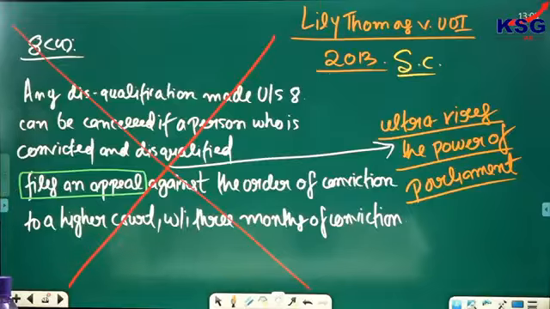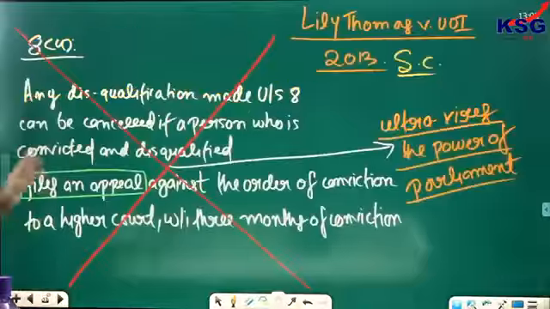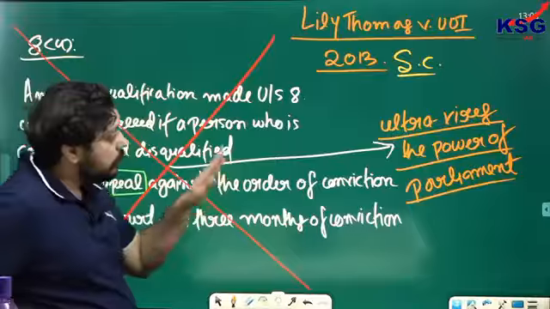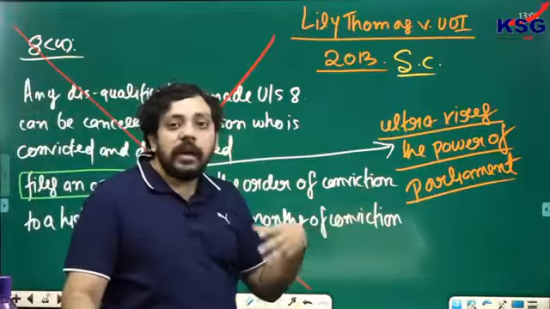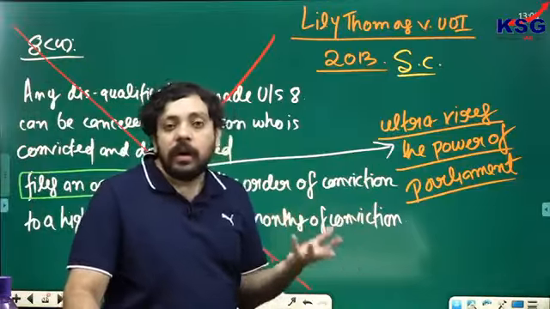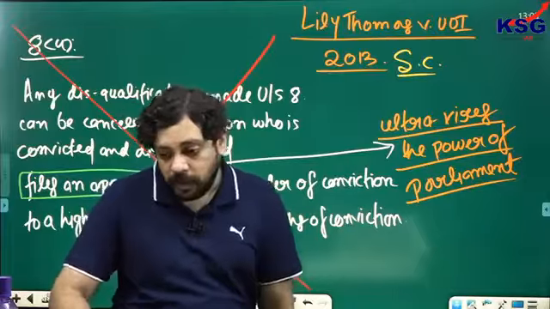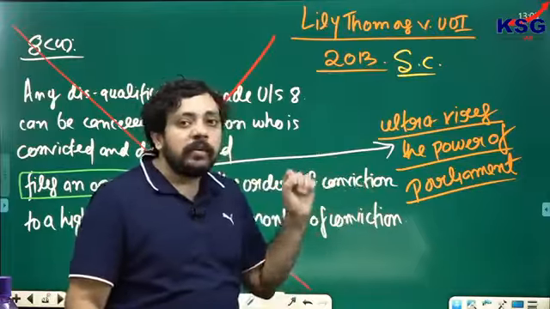Any disqualification made under section 8 can be cancelled if a person who is convicted and is disqualified files an appeal against the order of conviction to a higher court within 3 months of conviction. Clear? And there you have seen the Supreme Court judgment in Lily Thomas versus Union of India. This is a case which has been coming up a lot in recent times because of the current case. In this case, it was held by the Supreme Court that this section is struck down as unconstitutional because the Parliament doesn't have the power to make a law like this, which is in contravention to the provisions of the Representation of People's Act. The Parliament's mandate is not to make it self-defeating.